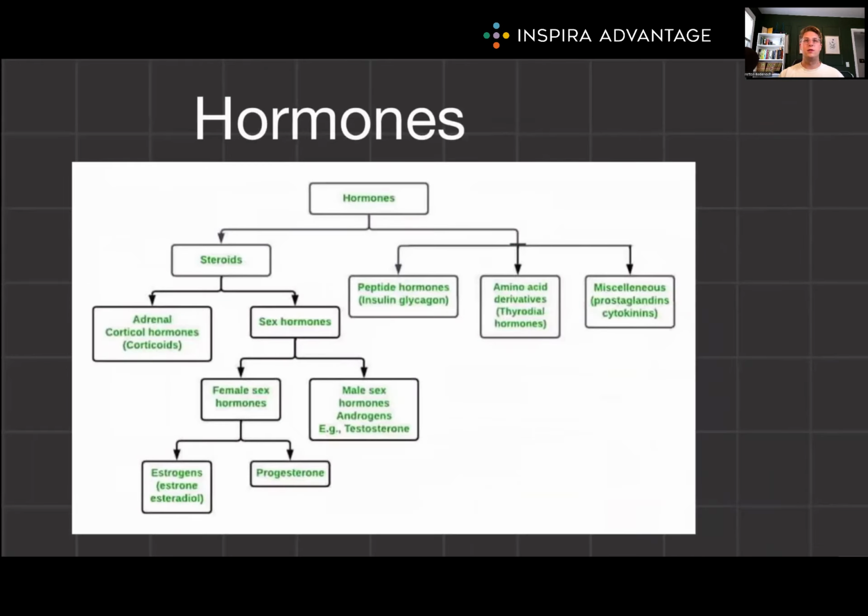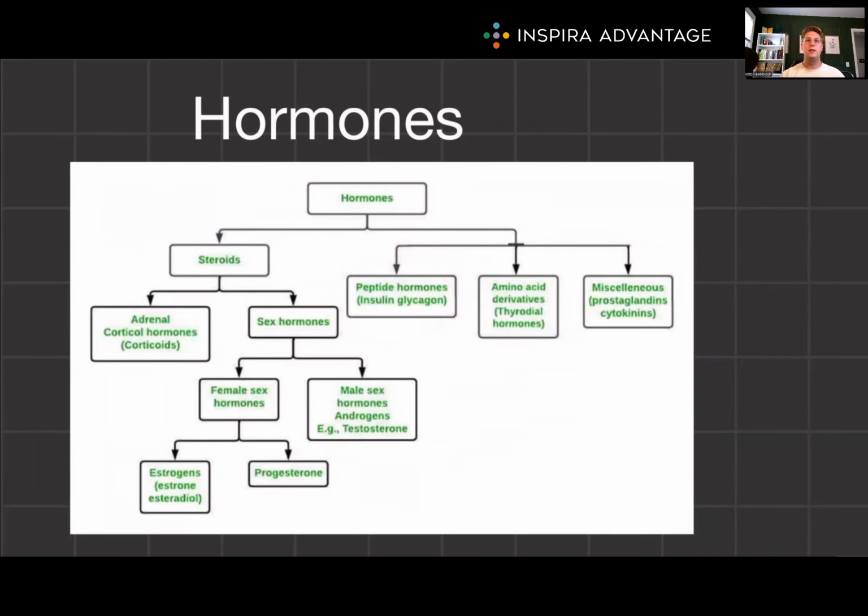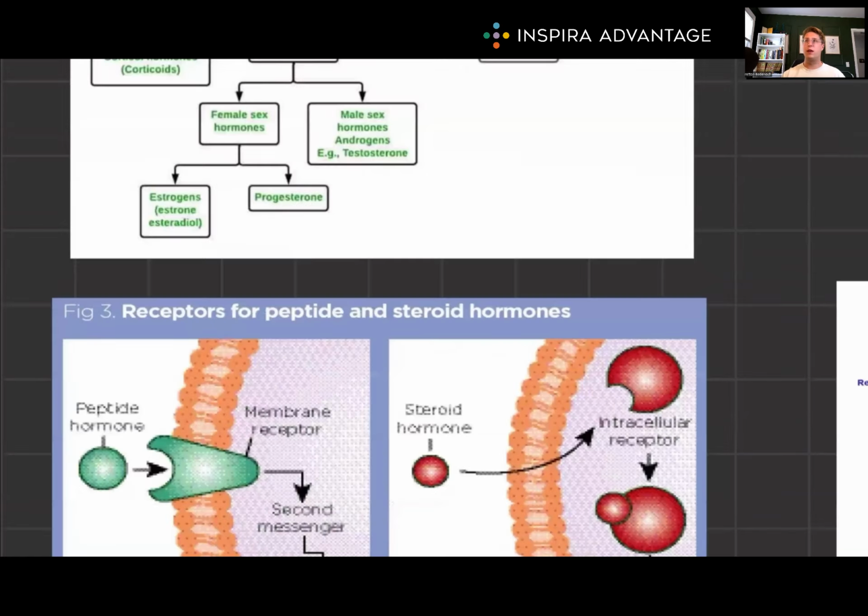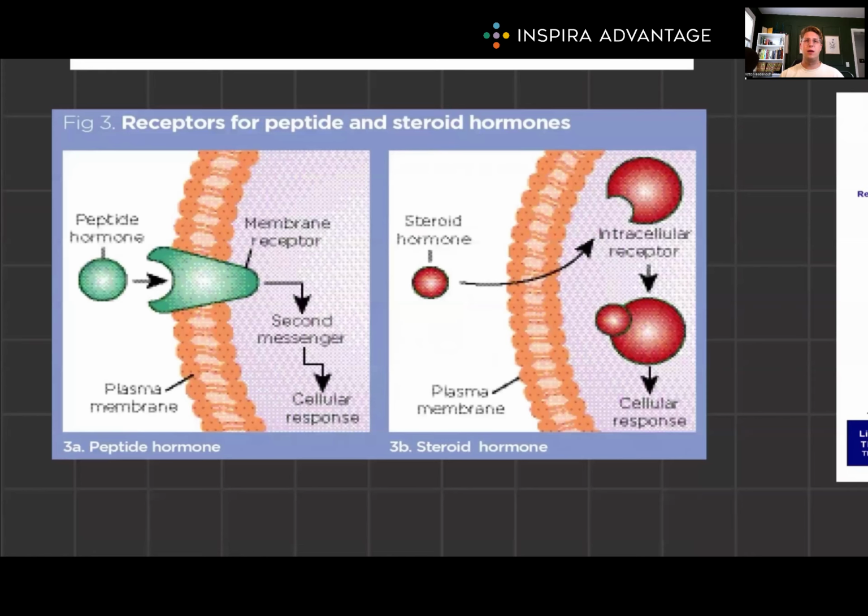Hormones are chemical messengers that can be classified into three main groups: peptide hormones like insulin, steroid hormones like cortisol, and amino acid derivatives like thyroid hormone. And then the awesome bucket of biology, miscellaneous. The type of hormone affects how it interacts with its target cell. Peptide and amino acid derived hormones typically bind to cell surface receptors, whereas steroid hormones can pass through the cell membrane to bind to intracellular receptors.